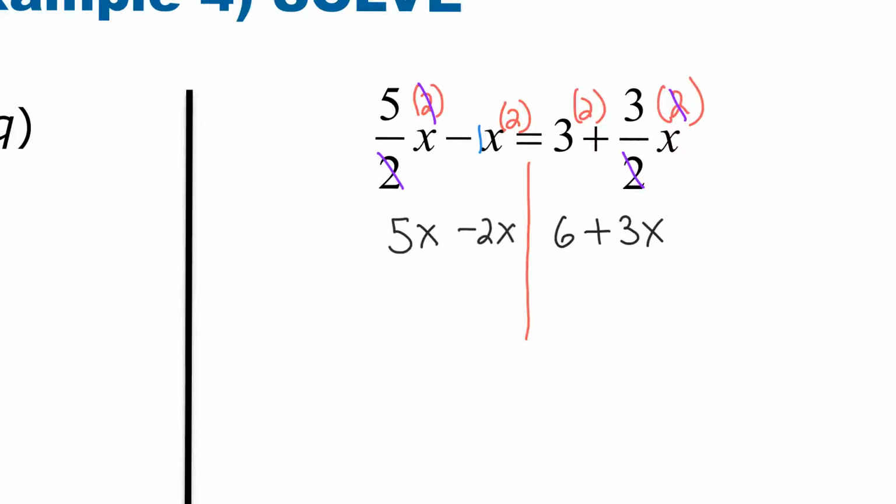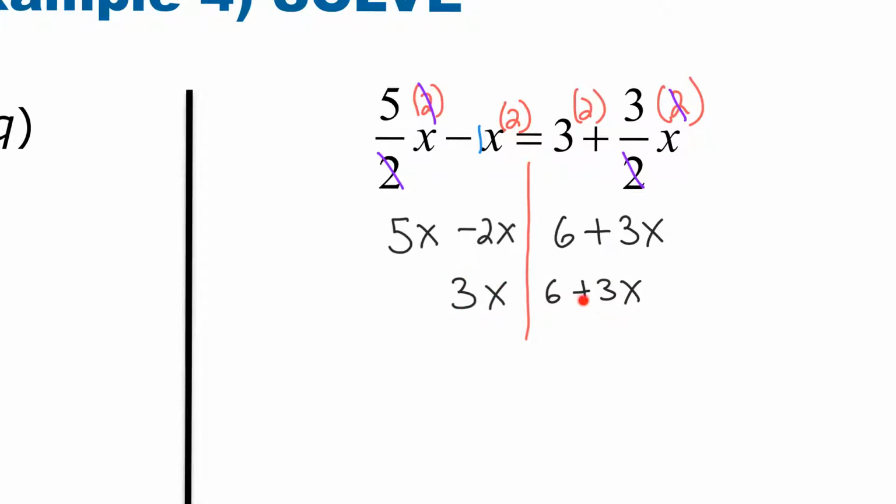Something else I noticed is that we also have like terms on this side. So I'm going to combine those two before I get the variables on the same side. These are like terms, and they're on the same side of the equation, so you guys can combine. 5x minus 2x, that's 3x. And on the other side, I have a 6 plus a 3x. Now, these are not like terms, but we do have variables on each side. So let's go ahead and do the opposite.